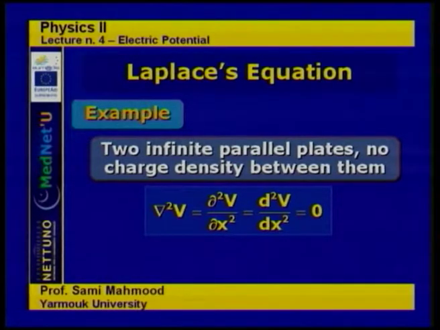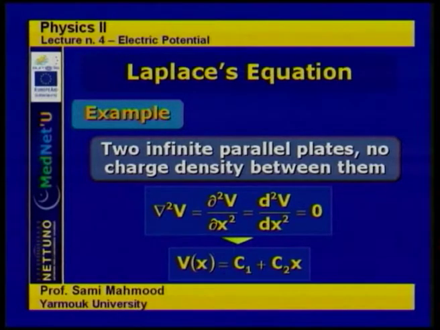But since we have no variation in the YZ plane, in the YZ direction, the only change in the problem is as we move from one plate to the second plate. That dimension, we call it x, and that's where we get the changes. So setting up this, d2V by dx squared is equal to 0.